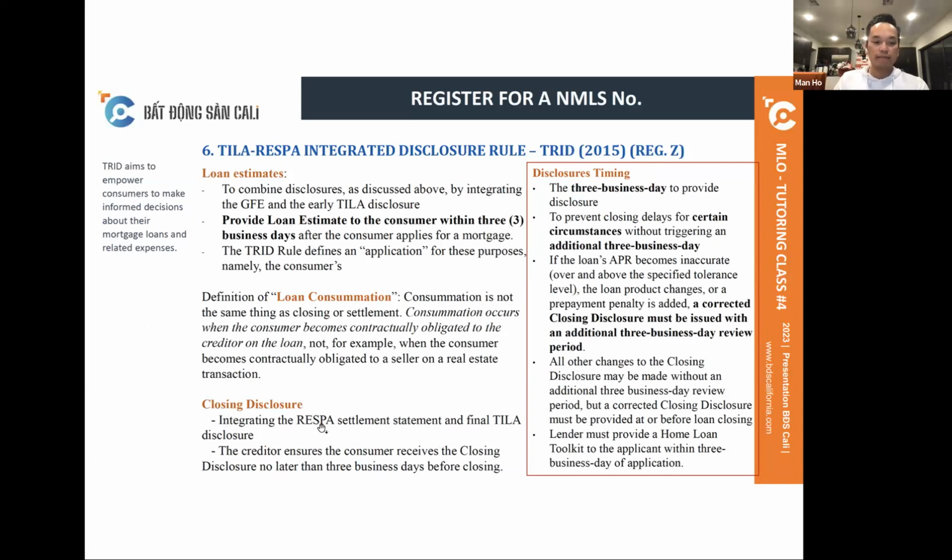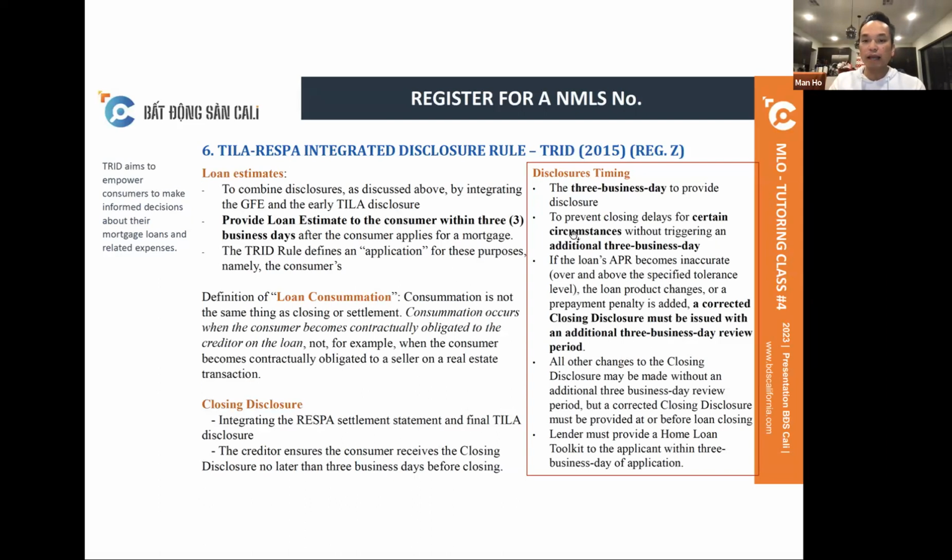Closing disclosure. What is it? It integrates the RESPA settlement statement and the final seller disclosure. The creditor ensures the consumer receives the closing disclosure. Earlier I said, is it 5 days or 7 days? It's actually the lender needs to send the borrower the CD, the closing disclosure, no later than 3 business days before closing. I was wrong earlier. Not 5 days, not 7 days. It's 3 days before closing that the lender needs to send out the CD.